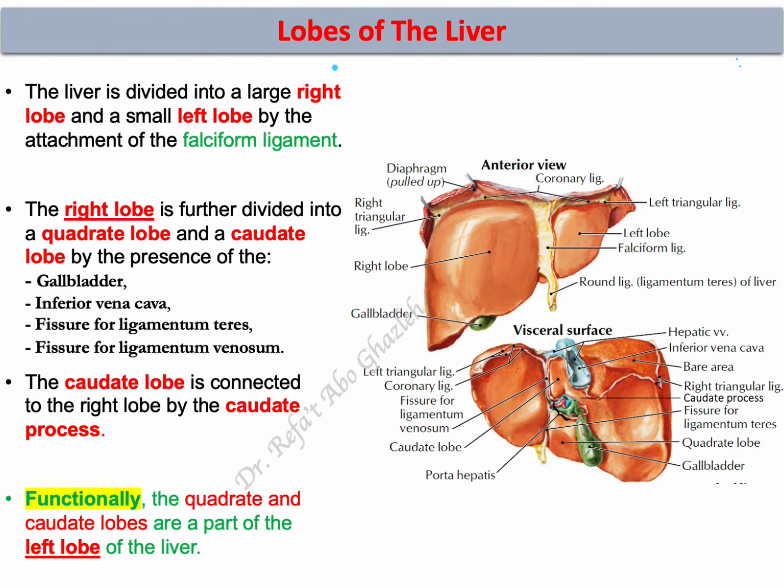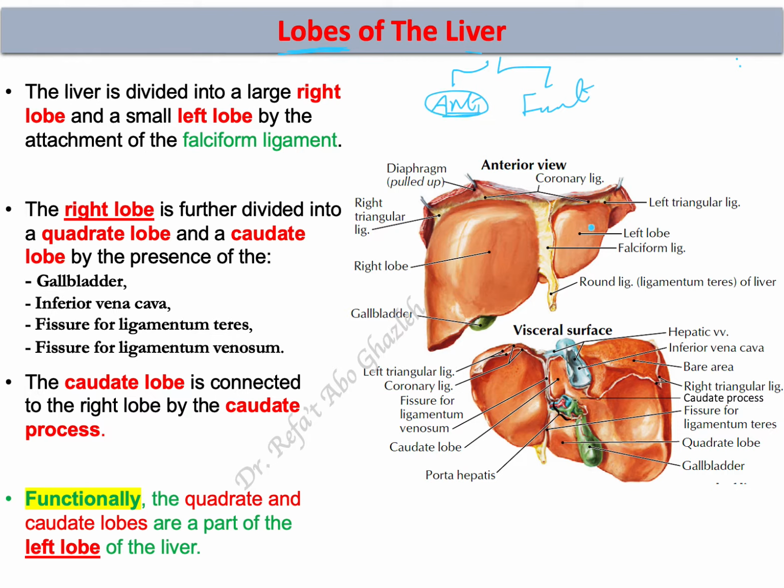Still we are talking about the anatomy of the liver, and in this video I'm going to talk to you about the lobes of the liver. First of all, we can divide the liver either anatomically or functionally. So I will start first of all with the anatomical division of the liver.